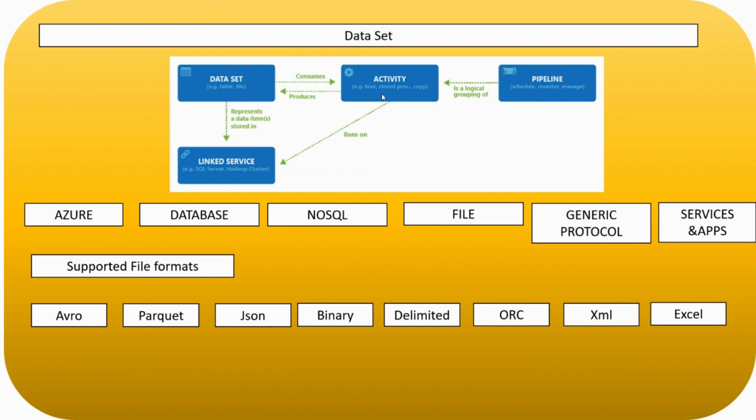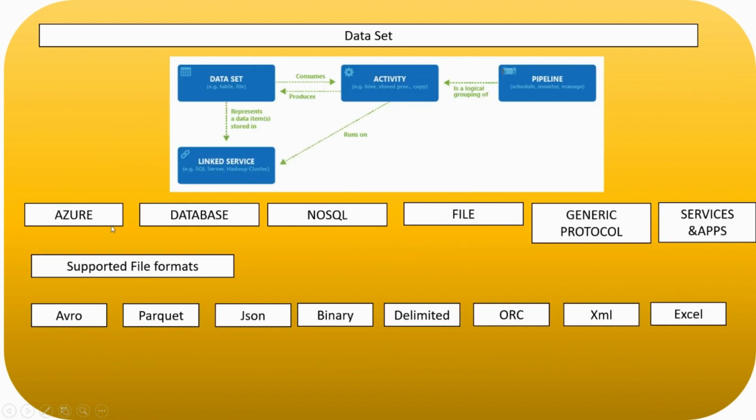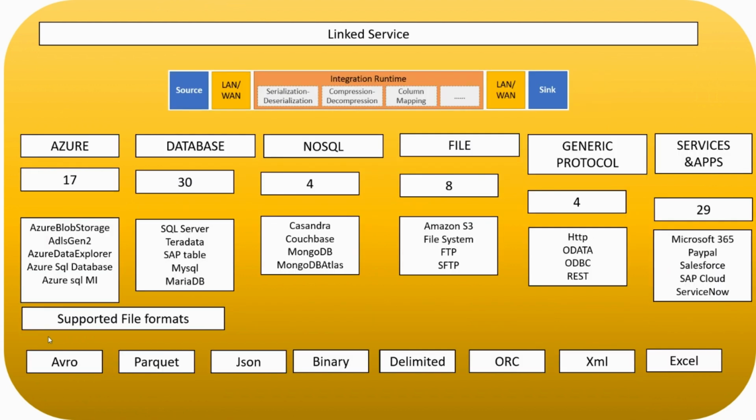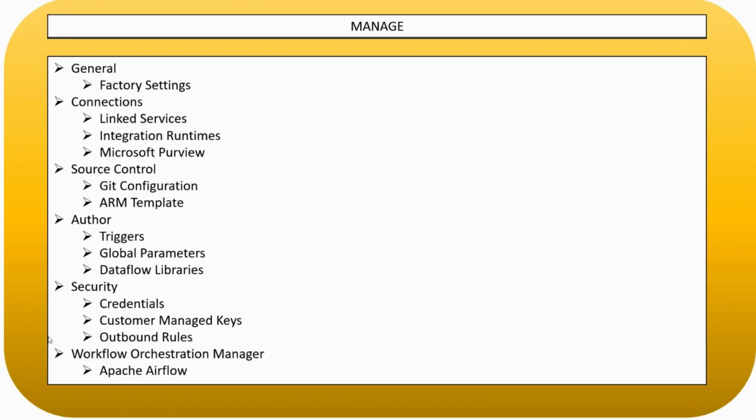As we discussed in linked service, these are all the supported data sets. So we can create a data set under these categories. So Azure, database, NoSQL, file, generic, these we have already seen in the linked service itself. I think no need to see it again. What we will do now is cover one use case.